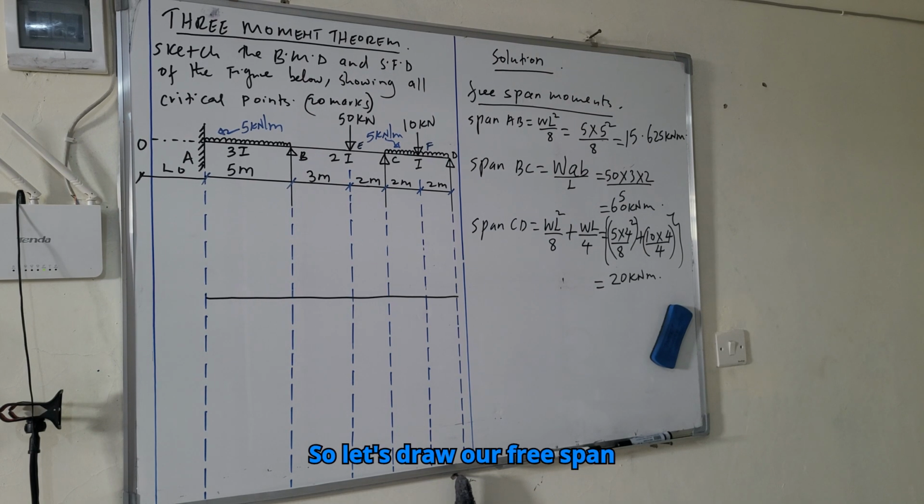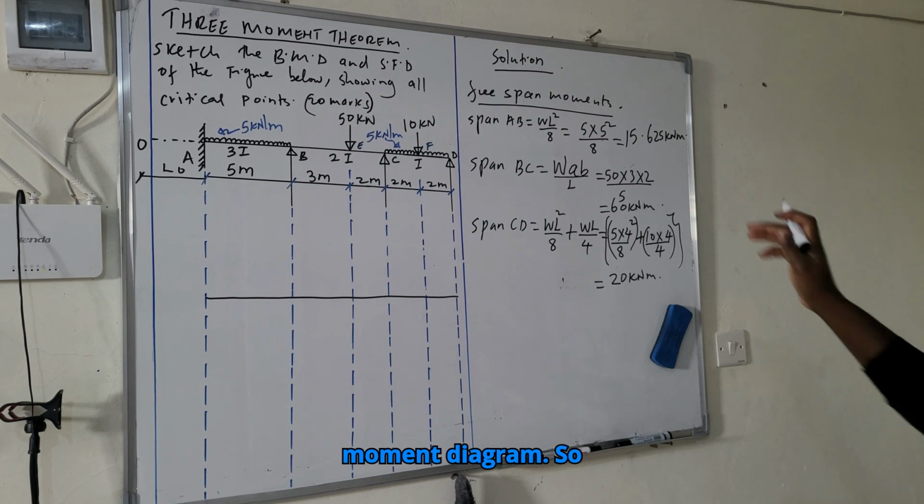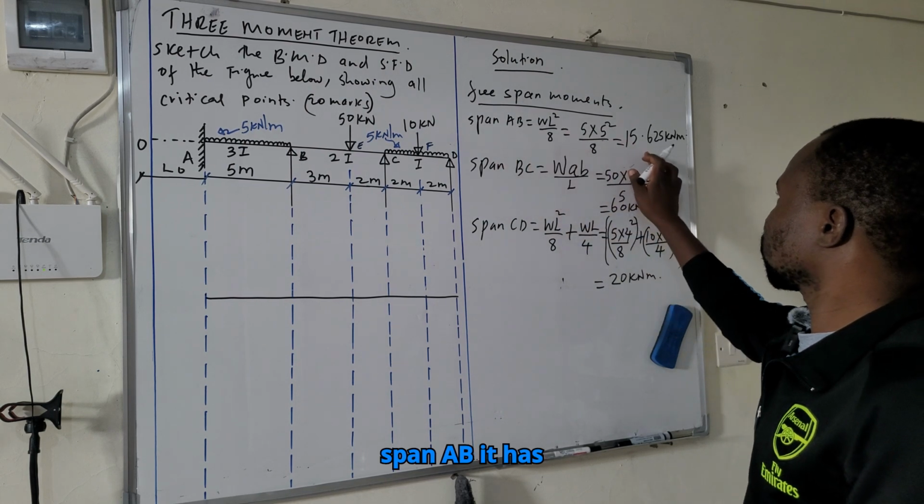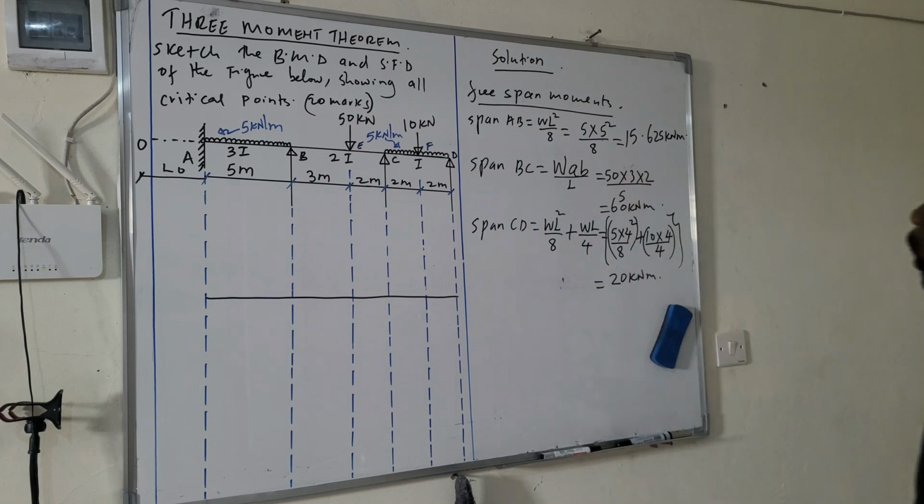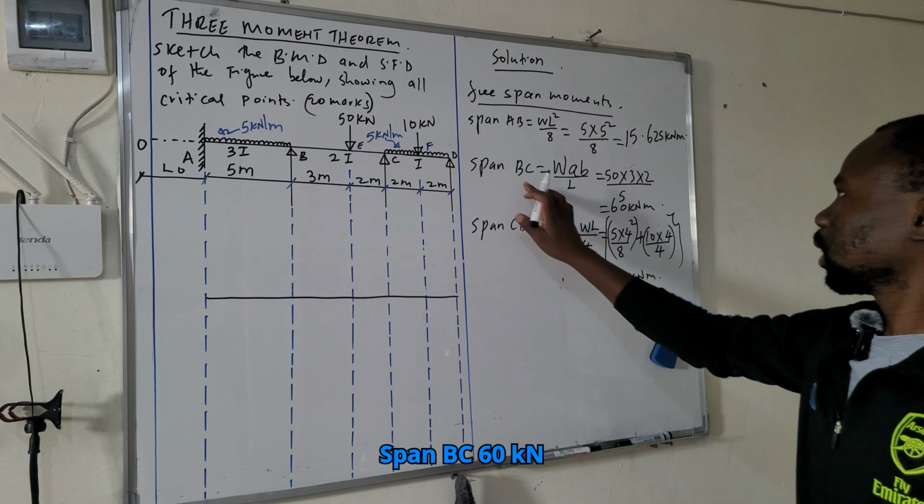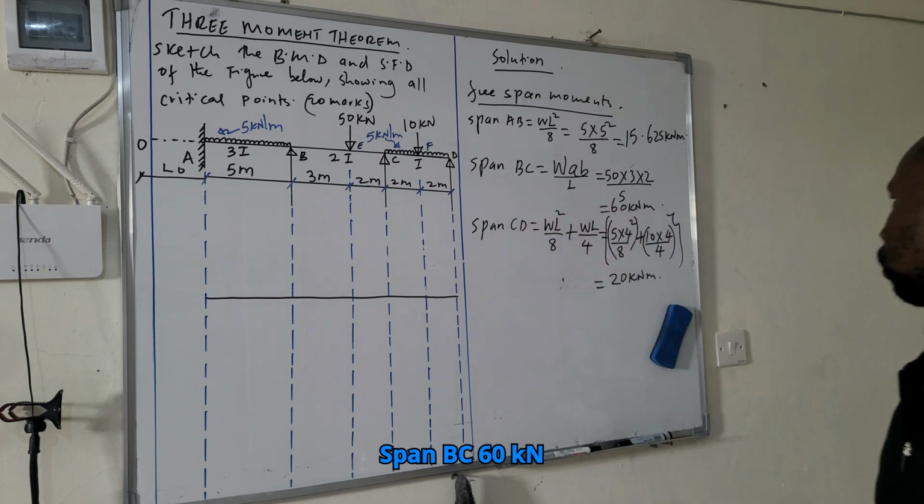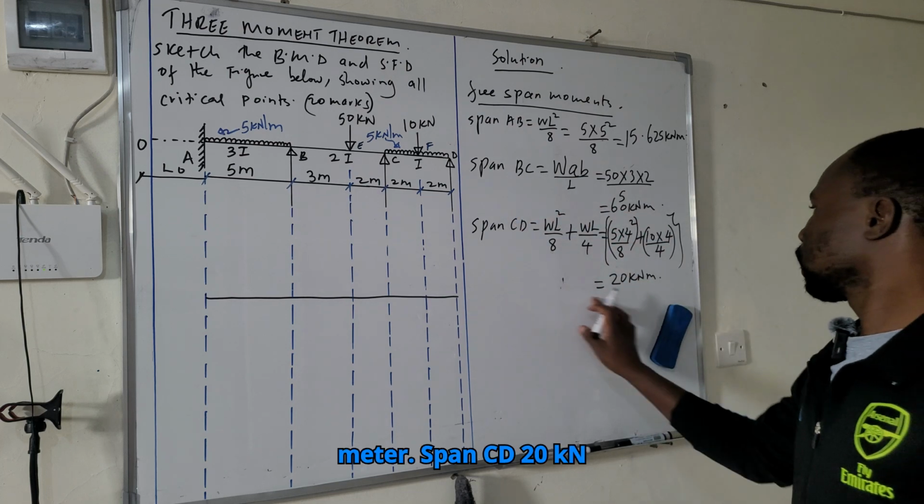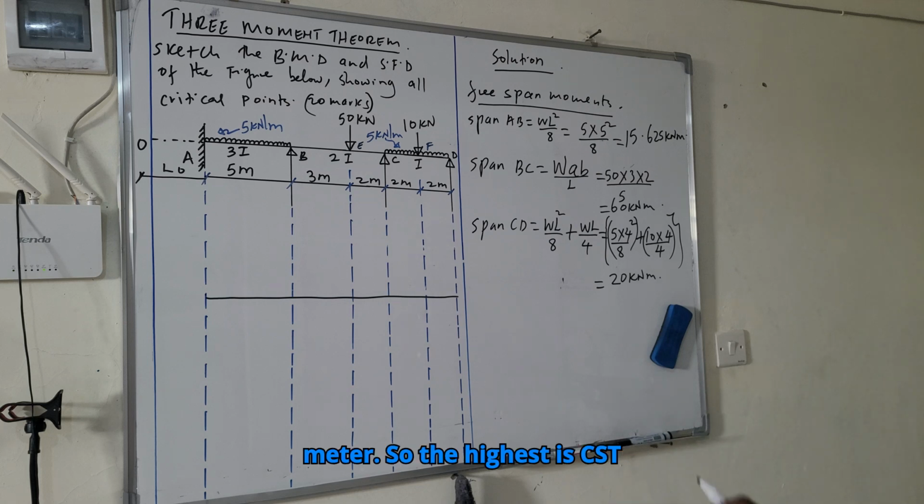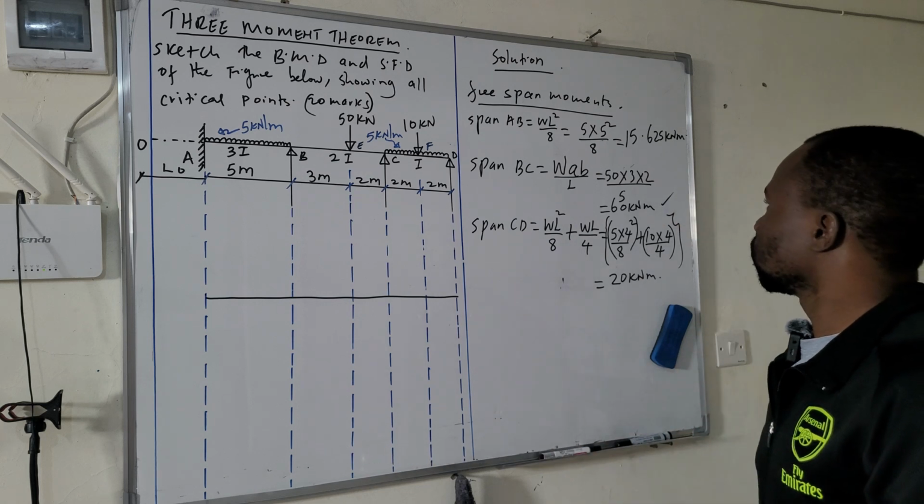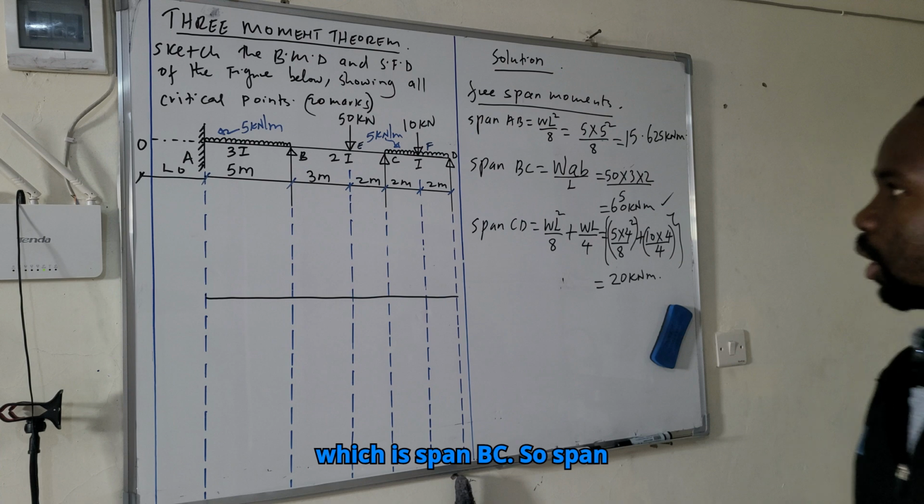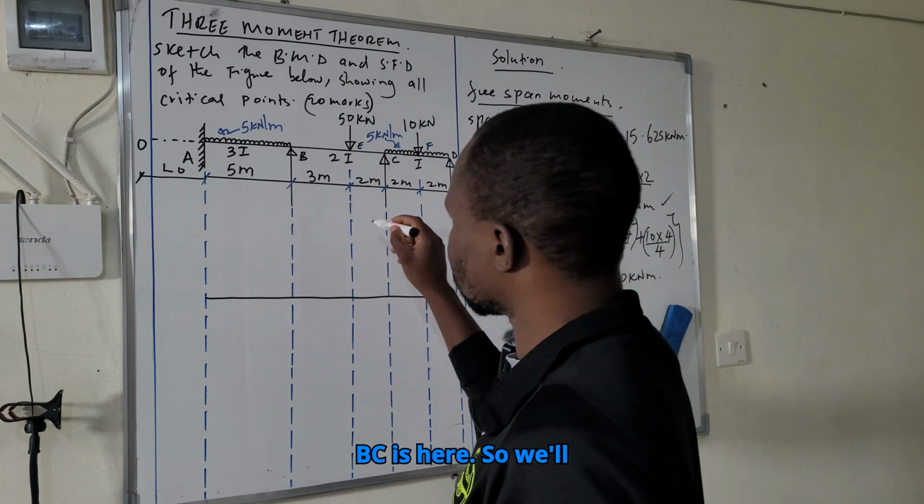So let's draw our free span moment diagram. Span AB has 15.625 kilonewton meter. Span BC 60 kilonewton meter. Span CD 20 kilonewton meter. So the highest is 60, which is span BC. So span BC is here.